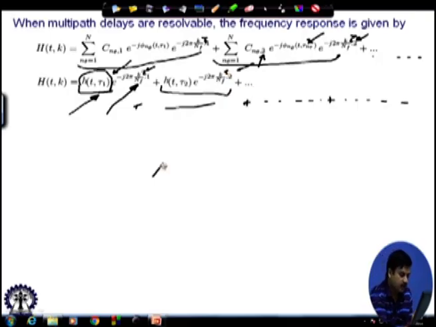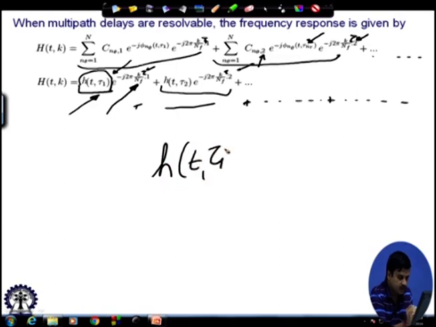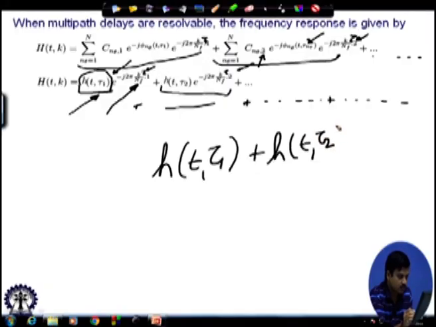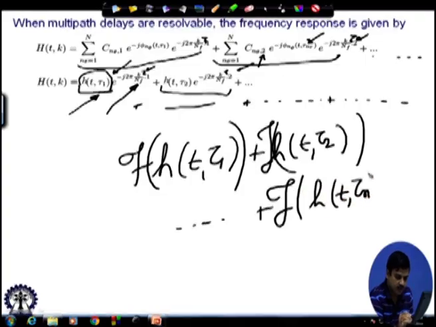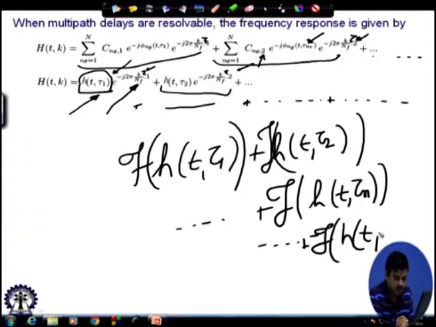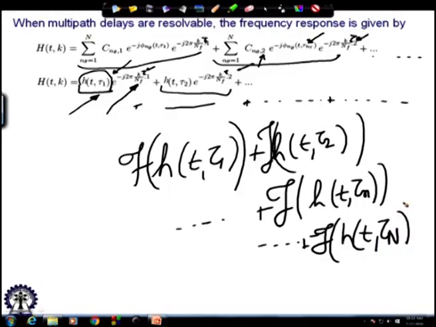So, now you have h of t comma tau 1 plus h of t comma tau 2, and the Fourier transform of this, and the Fourier transform of this, and so on, plus the Fourier transform of h of t comma tau n, that is the max delay, tau n max. This is the expression that we get in frequency selective fading, and we will see how this gives rise to frequency selectivity in the next lecture. Thank you.